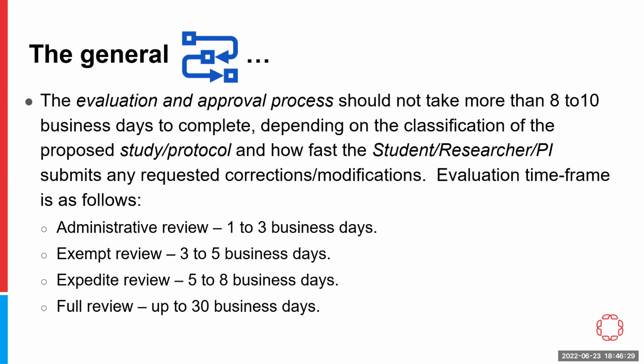Evaluation timeframe is as follows. Administrative reviews, which are usually literature reviews, are 1 to 3 business days. Exempt reviews are 3 to 5 business days. Expedited reviews are 5 to 8 business days. Usually it could take a little bit more, but if the study is classified, or is recommended to be classified, as a full review, that will take more than 30 days.